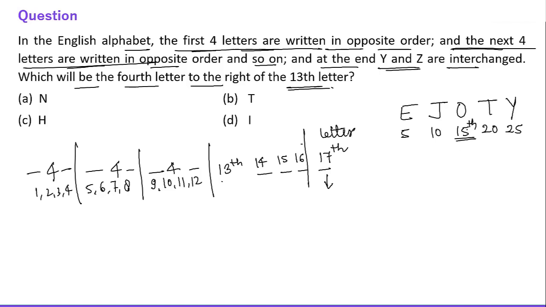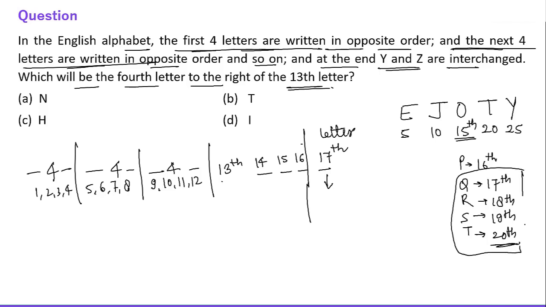P will be the 16th alphabet, then Q, R, S, T: 17th, 18th, 19th, and this is the 20th, right everyone? So in the 17th slot, we will have these four alphabets, Q, R, S, T, but in reverse order. So T, S, R, Q. So the 17th will be T. Fine, everyone. So the answer is T.